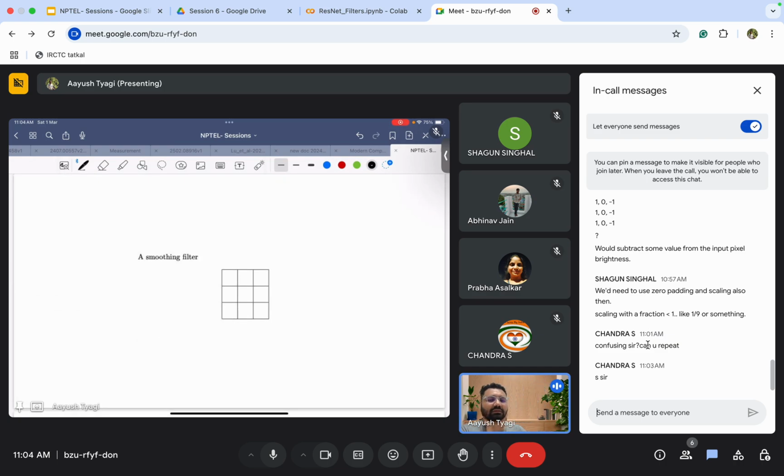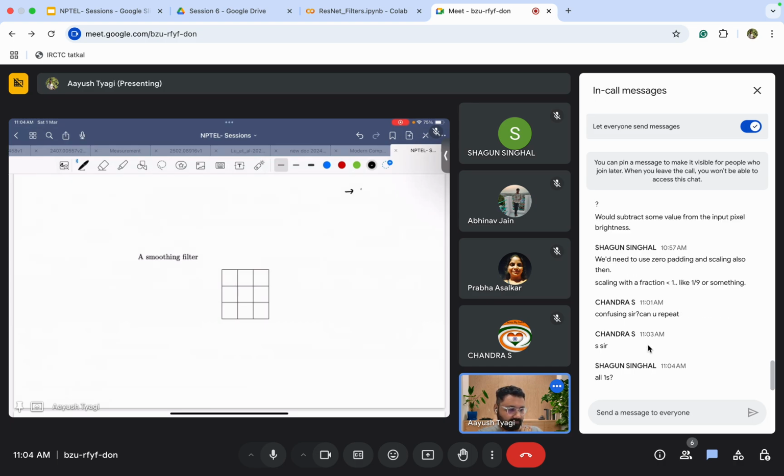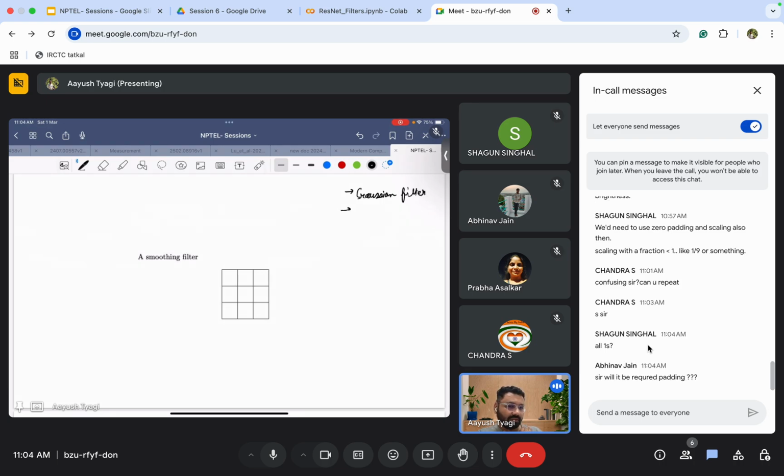What about the smoothing filter? So any idea about smoothing operation? Maybe Gaussian. All ones also. There will be padding required. So padding is at the image side.